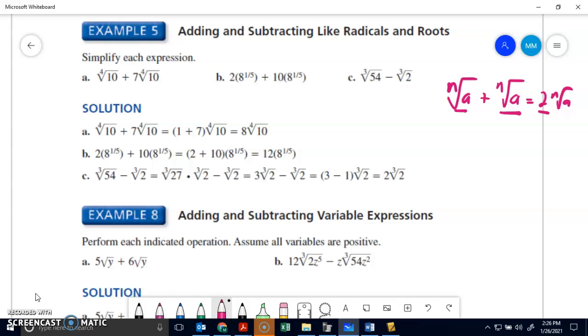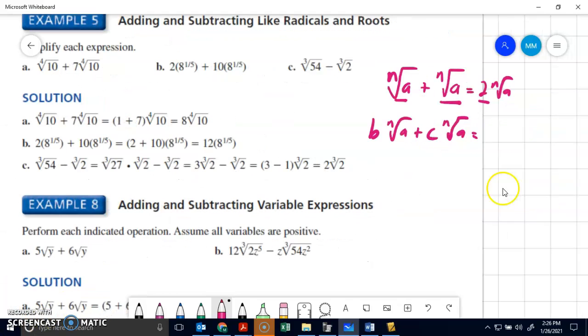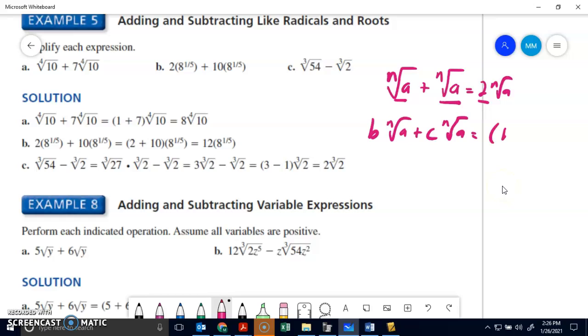And in more general terms, if I have b nth roots of a plus c nth roots of a, that would make a total of b plus c nth roots of a. Now that just seems a little off the cuff. So what does that really look like? And I think the properties maybe make it more confusing than it really is.